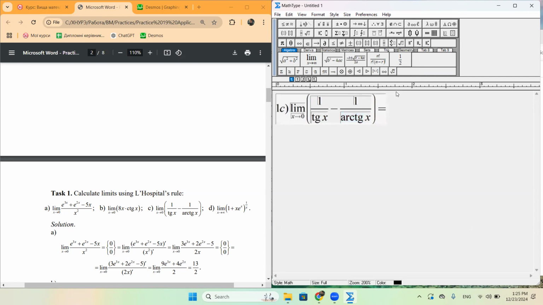So indeterminate form is the following: infinity minus infinity. As well, we cannot use L'Hospital's rule in such a case. So we need to find the common denominator. The common denominator is the following, so multiplying tangents by arctangents.